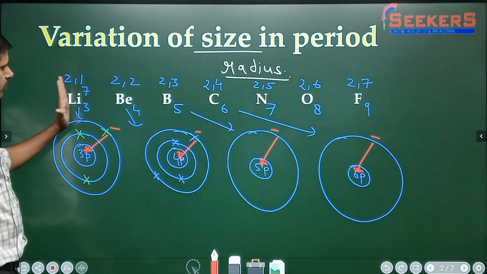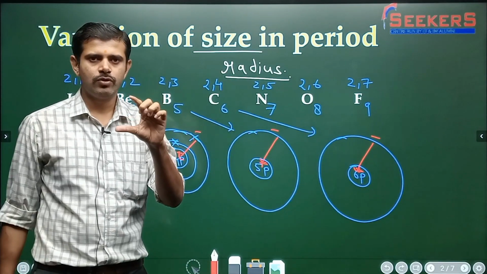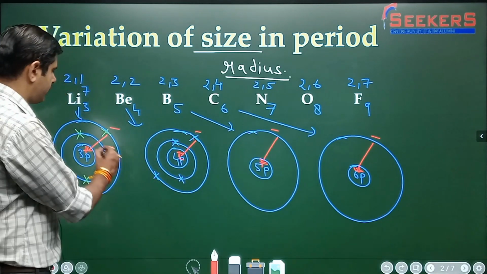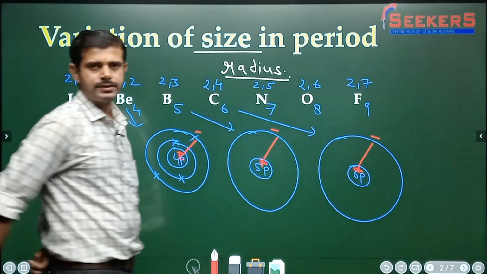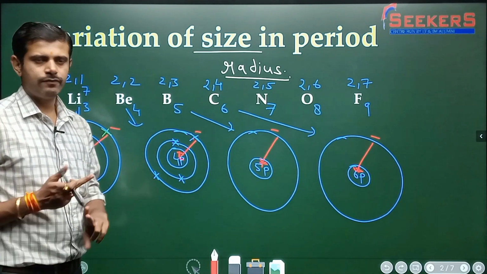But when you move from lithium to fluorine, the number of protons is increasing. What will happen? The attractive force will increase.